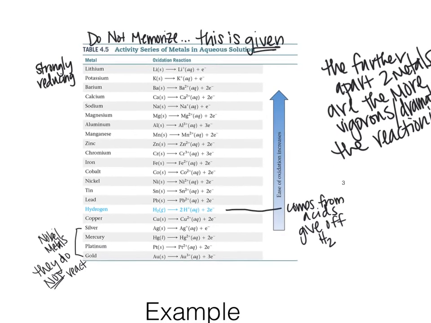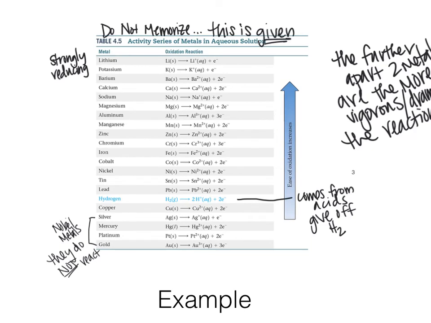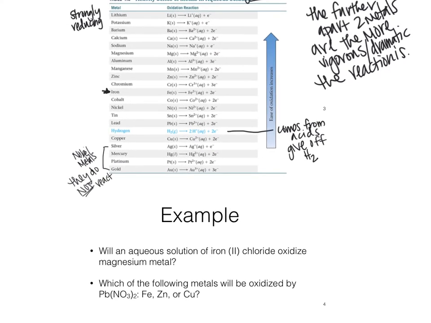So on this table, it can tell us what happens. Solid lithium, when dropped in any of these metals, will react. But if you look at iron, there's a whole series of metals that will not interact with it here. So it's all about the relationship between these. So let's look at our examples.